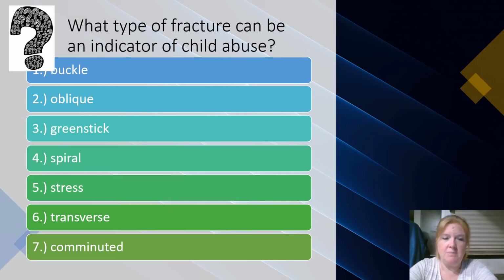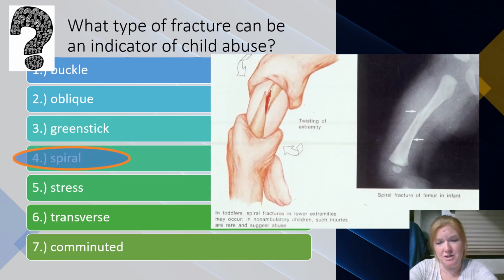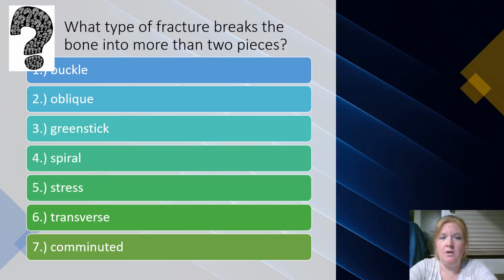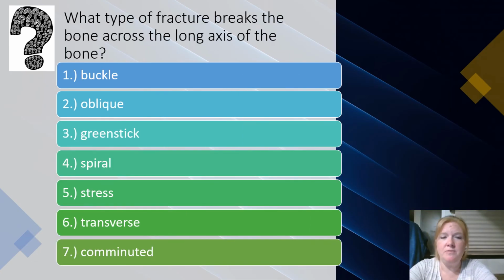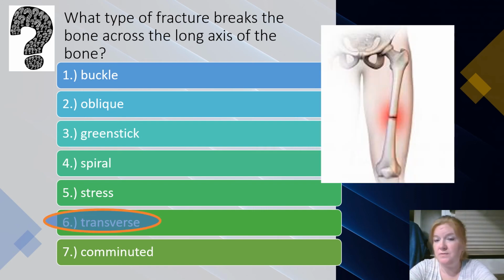What type of fracture can be an indicator of child abuse? Spiral, unfortunately, remember, from a twisting motion. What type of fracture breaks the bone into more than two pieces? Comminuted, a lot of pieces. Well, more than two. What type of fracture breaks the bone across the long axis of the bone? Transverse fracture.